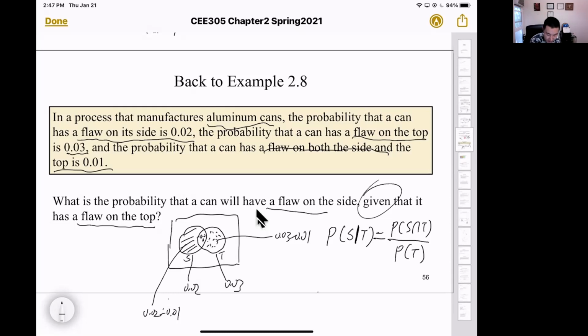All right, so from the chart, we know P, S, and T will be in the intersection, right? This part will be 0.01, as the question tells us. Over PT, the property has a flaw on the top, which will be the circle of T, this part, and this part is 0.03. So that's a 1 over 3 chance.